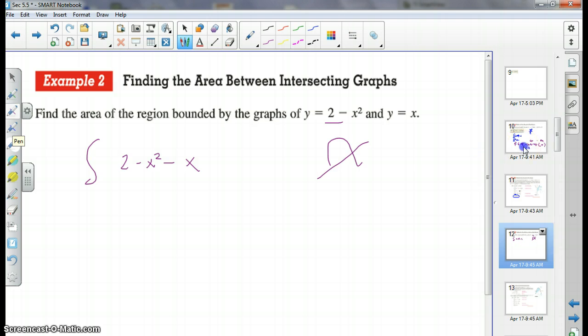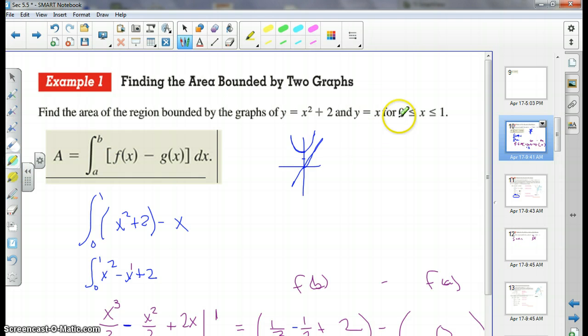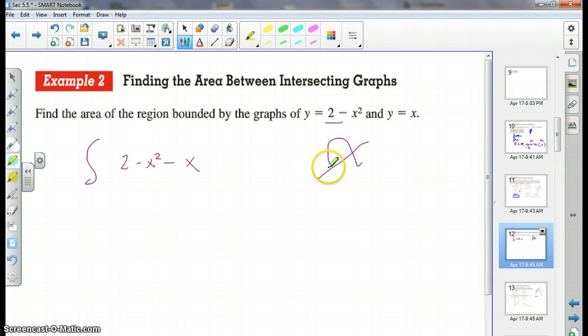On the first example, they told me what the points of intersection were. On this one, I'll have to locate these points of intersection. To do that, we just set the two functions equal to each other, or you could go to your calculator and graph them and find the points of intersection. But I think it might be easiest just to set these two functions equal to each other, because that's going to help me locate points of intersection.